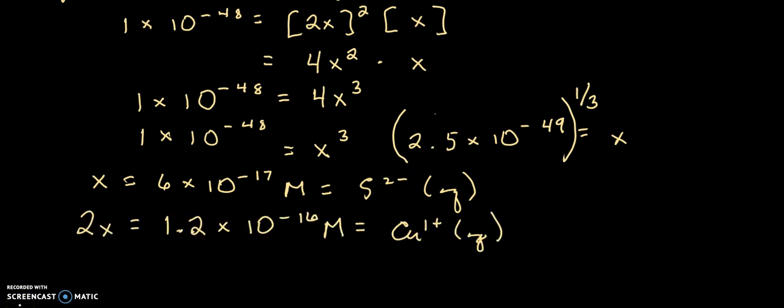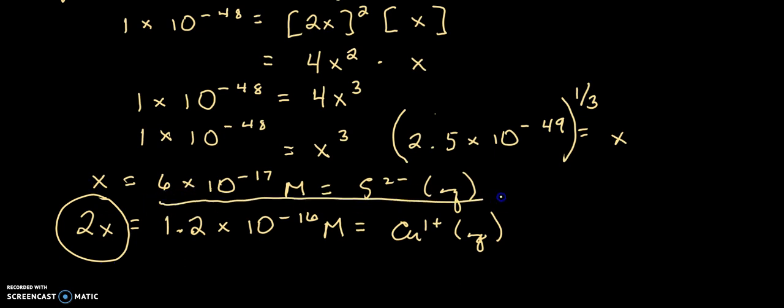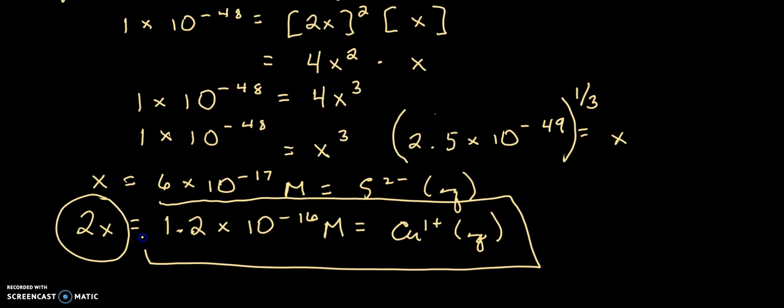But since there's twice as many copper(I) ions as sulfide ions, we take the concentration we got for the sulfide and multiply by 2, and we get the copper(I) concentration of 2 times 10 to the negative 16th molar.